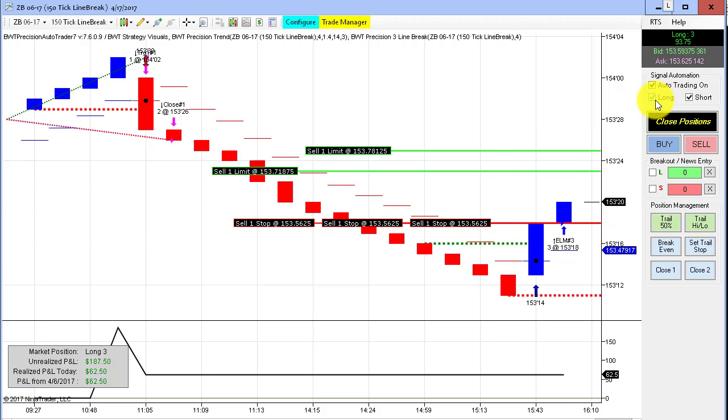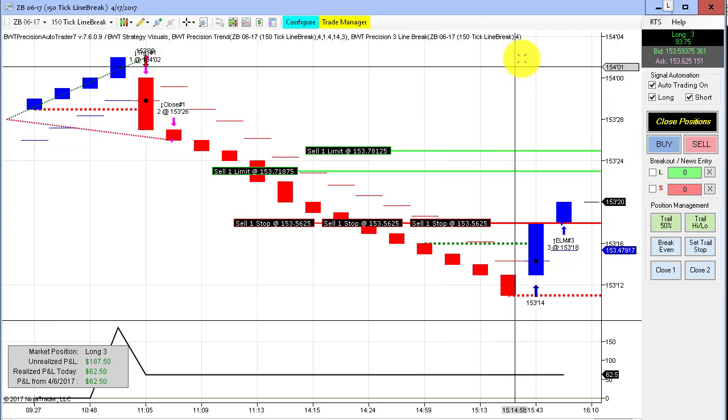You can go long only or short only by unchecking these boxes here. You can pause the Autotrader from taking a signal by unchecking this box. And there's a host of other features as well.